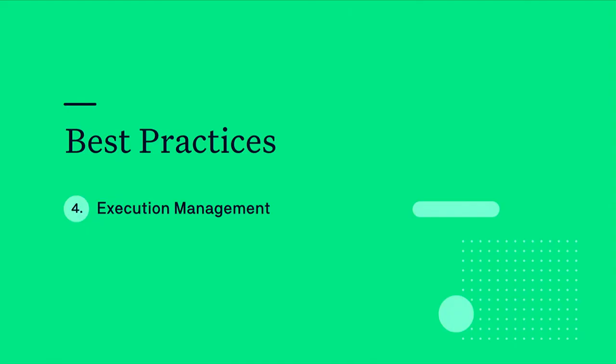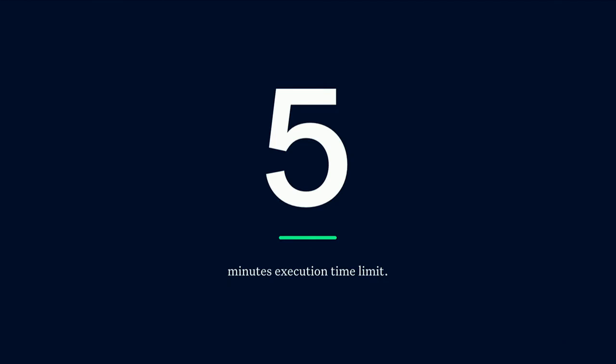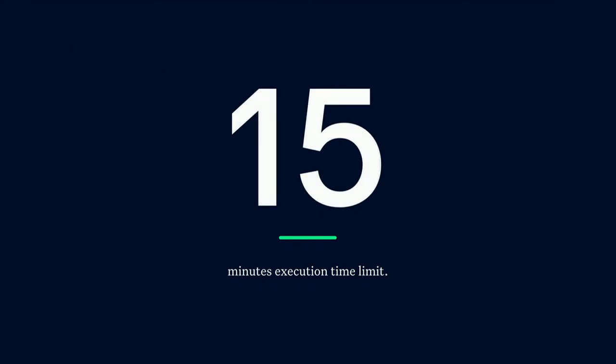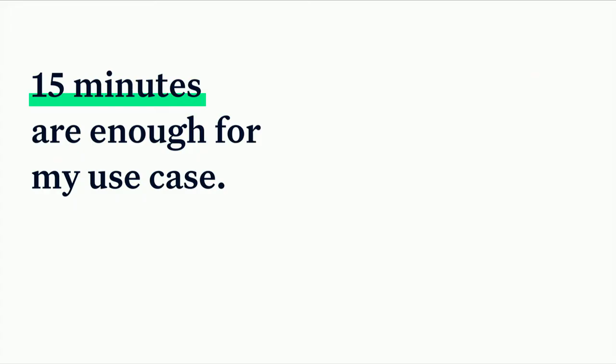The next best practice is about the execution management of your functions. So you might know that your functions have a certain limit for how long they can run your code. This is about 5 minutes. Okay, actually it's about 15 minutes. They changed it last year, so that you have more time to execute your functions. And now you might also think again, well, 15 minutes are a lot for me. I don't need this amount of minutes.